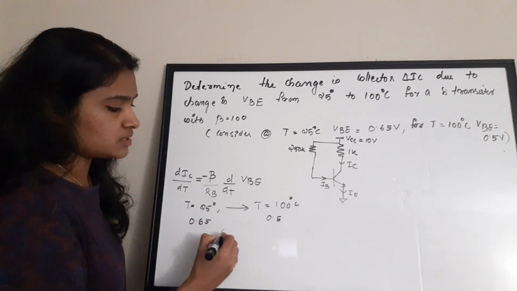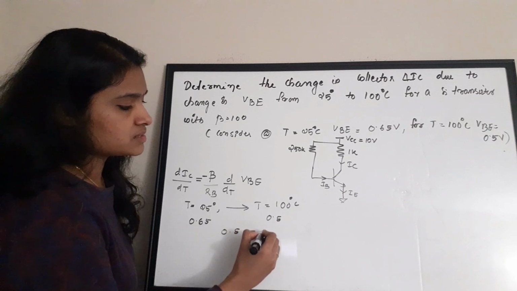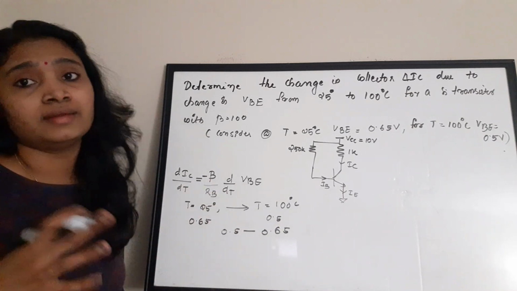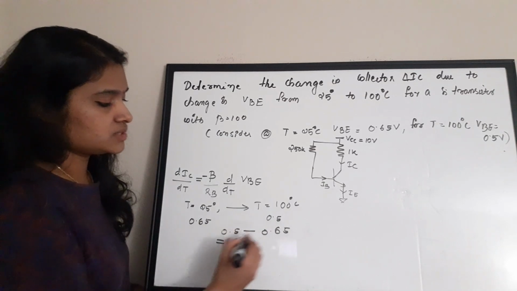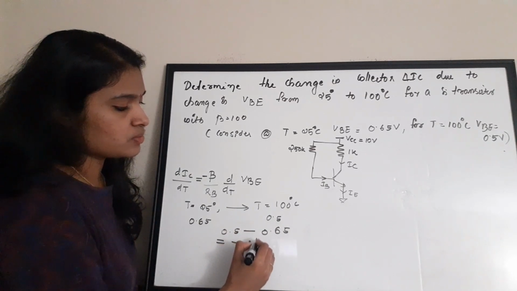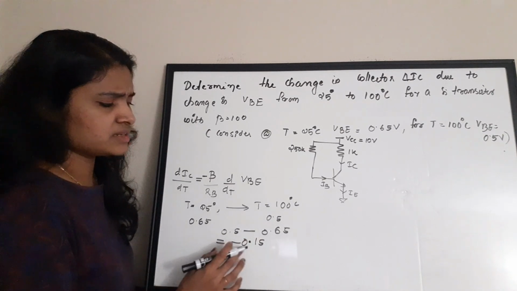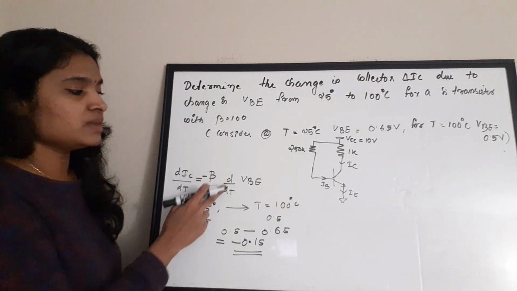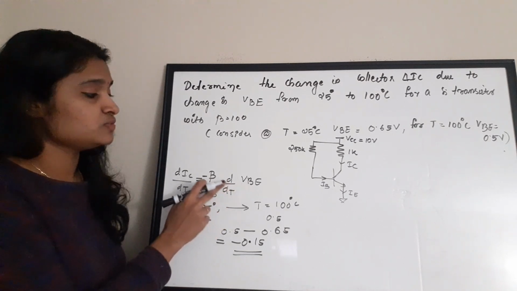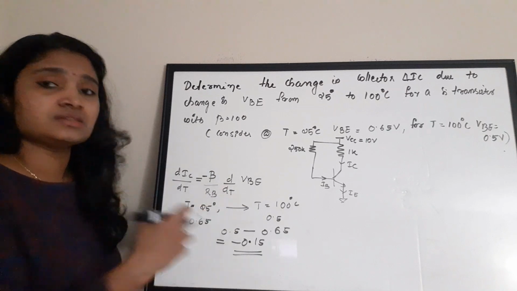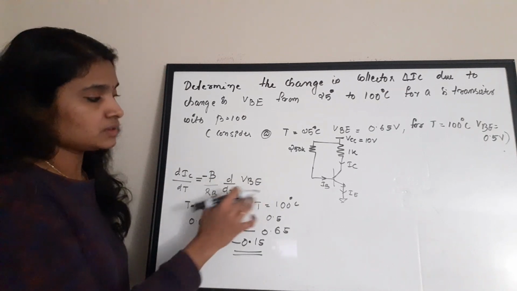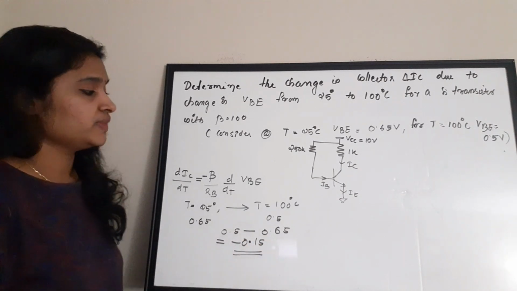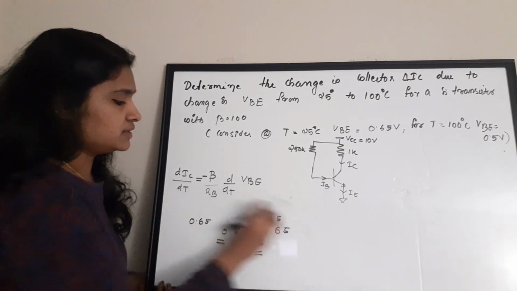It is reducing. So the change is a negative change. And what is the change? It is 0.5 minus 0.65. I hope this concept is clear. The change is actually a negative change. So it is minus 0.15. So this is the d by dt of VBE. That is, d by dt means differential or a change in VBE, and you will get minus 0.15. So I'm going to substitute that in the above equation.